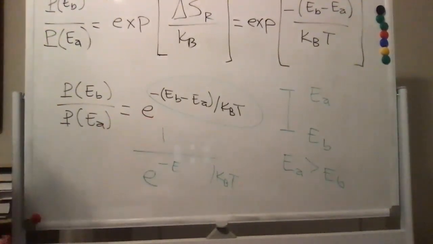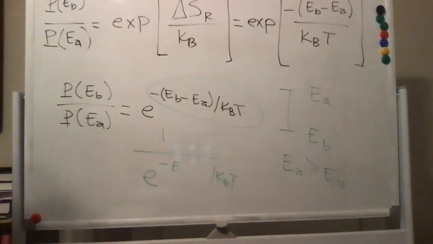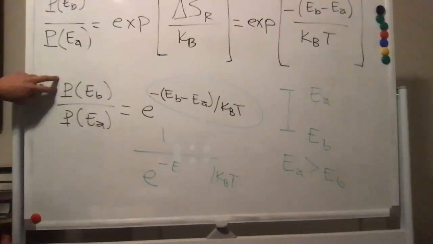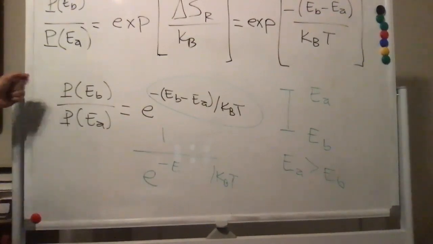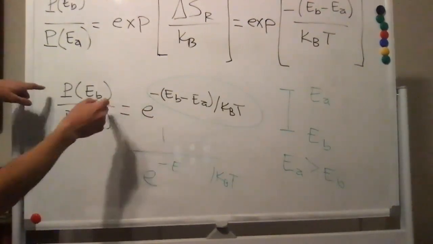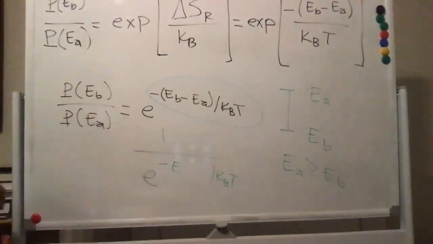As this one increases, then the probability of finding it in A should decrease. This one becomes smaller and smaller. So this becomes a small number. Sorry, this is zero, a large number. So you have a larger probability of finding it in B than in A.